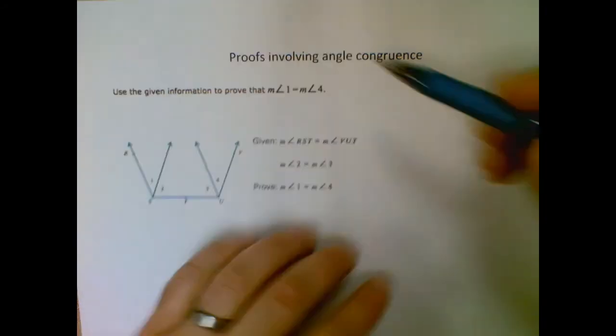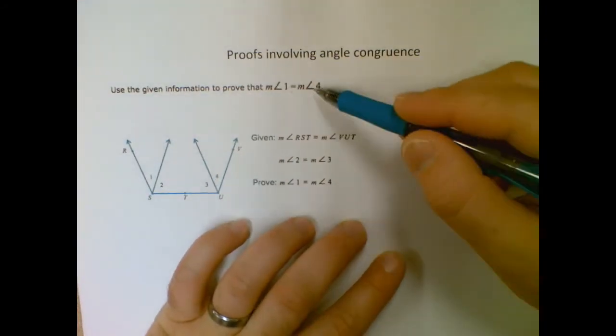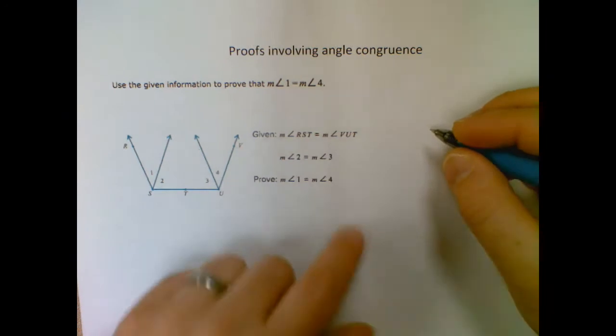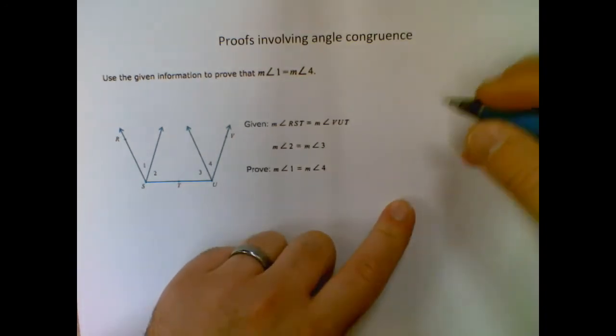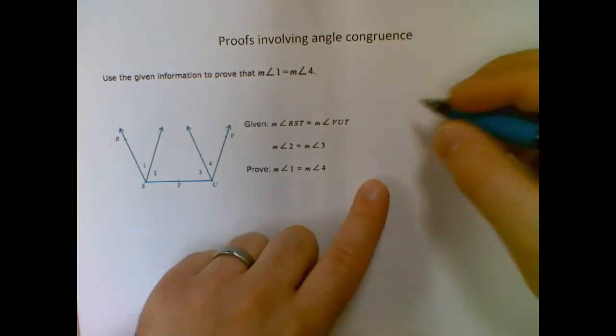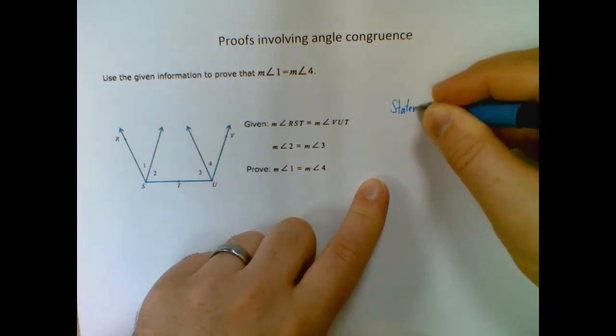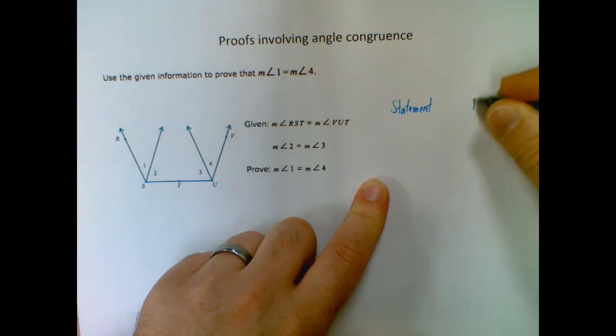I'm not proving that the angles are congruent, I'm proving the measures are equal, which is the same idea. We're going to do this one with a two-column proof. I think that's usually how this one sorts out. So, statement and reason.